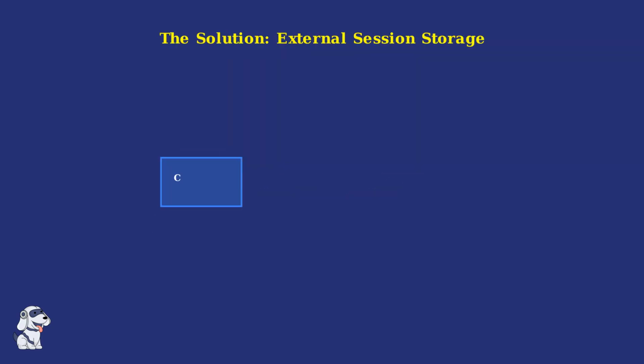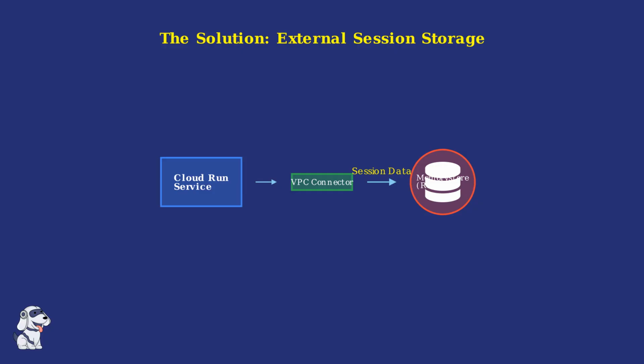The solution involves using external session storage like Memory Store for Redis. Cloud Run connects to Memory Store through a VPC connector, which acts as a secure bridge to private Google Cloud resources. This architecture provides persistent session storage that's shared across all Cloud Run instances, offers high performance with Redis, and maintains secure private connectivity through the VPC network.